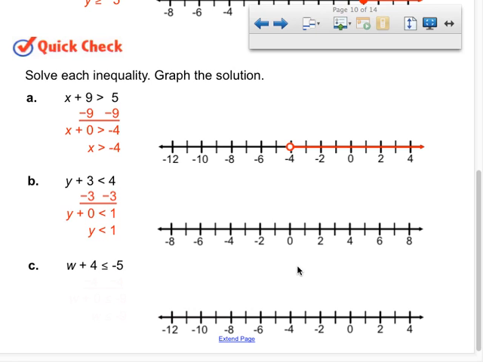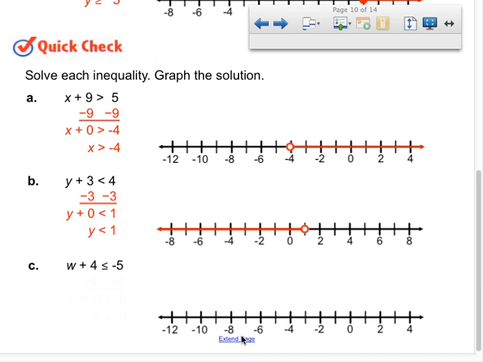Now, how do we graph this? Is this going to be open circle or closed circle? Open circle. Open circle, where is it going to be at? To the left of 2. Oh, right, between 0 and 2, that's going to be 1. Okay, and now am I going to shade to the left or to the right? To the left. Very good, to the left. Any questions?